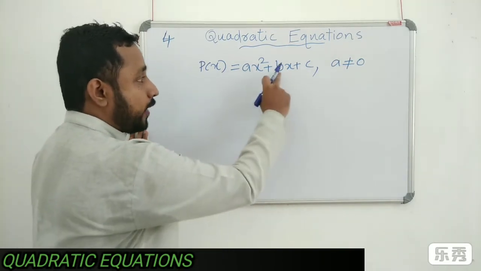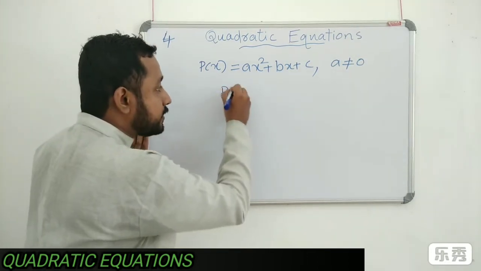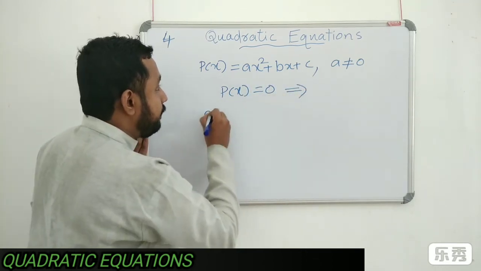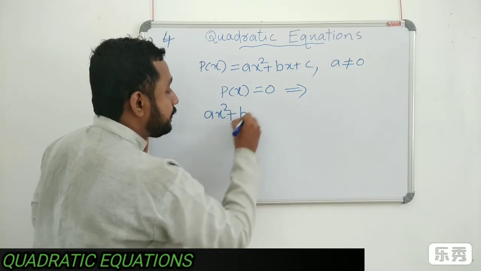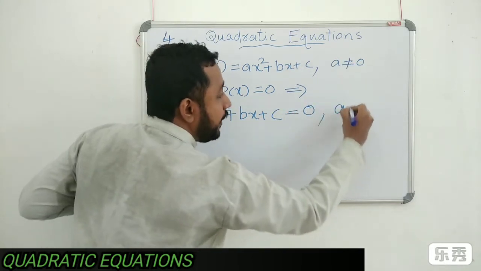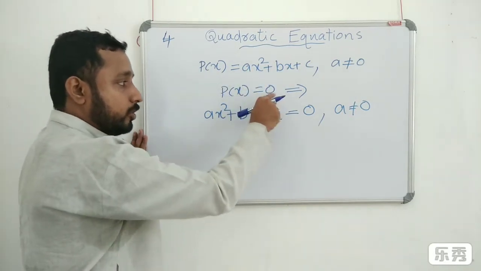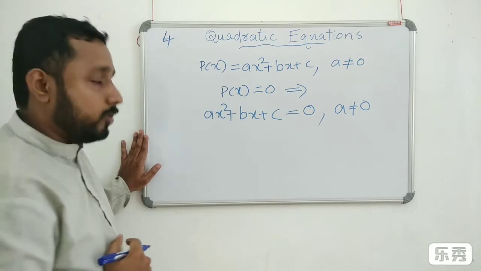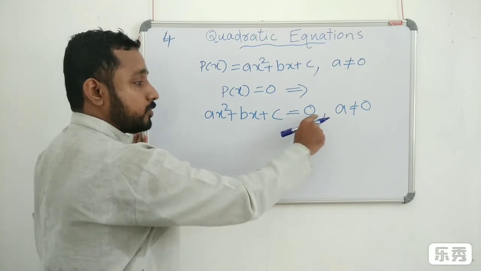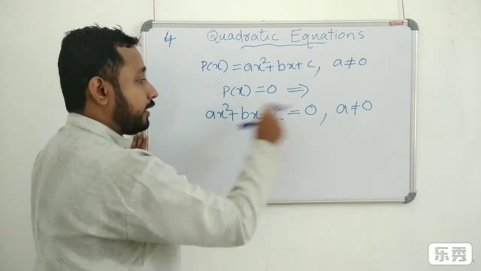So when we equate this quadratic polynomial equal to 0, we will get a quadratic equation. That is, p of x is equal to 0 implies we will have ax square plus bx plus c is equal to 0 and a not equal to 0. So the general form of a quadratic equation is ax square plus bx plus c is equal to 0, where a not equal to 0. If a equal to 0, this term will vanish, therefore a will not be 0.